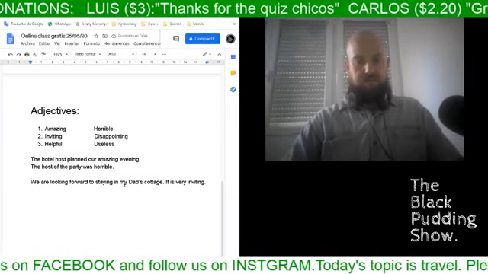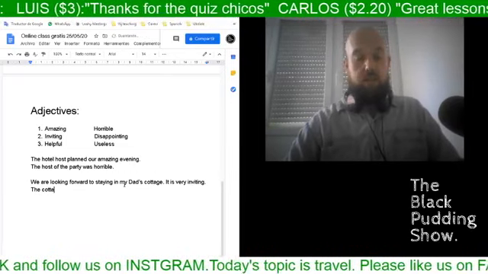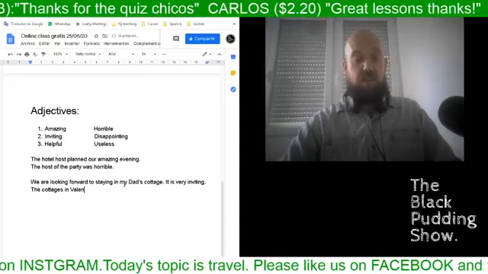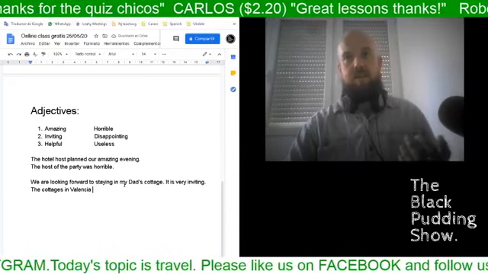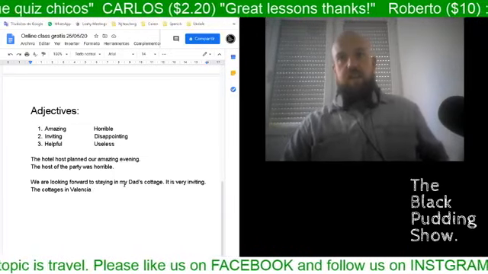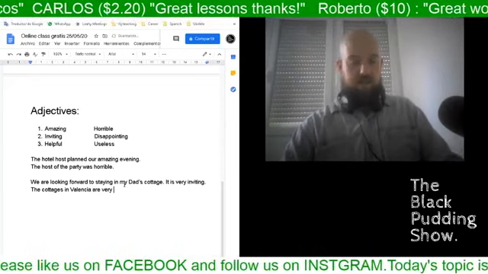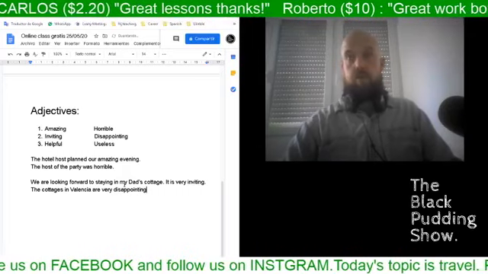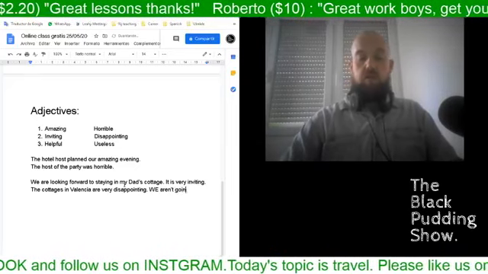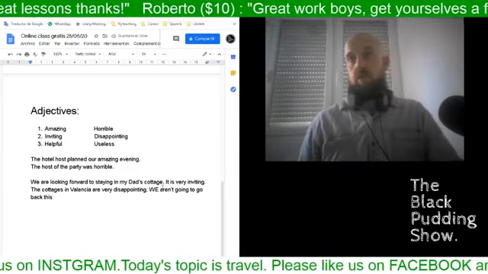So let's look at the opposite. Let's go with a cottage. The cottages in, say, Valencia, it's Valencia in Spanish, but we call it Valencia. The cottages in Valencia are very disappointing, with two P's. We aren't going to go back this year. Okay.